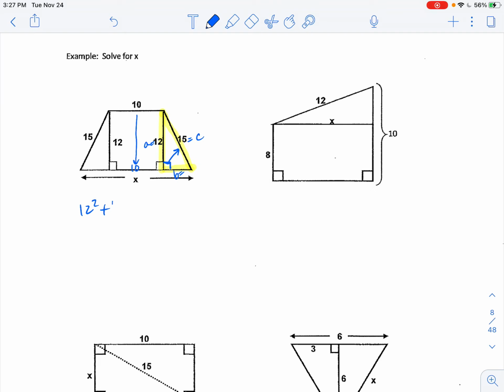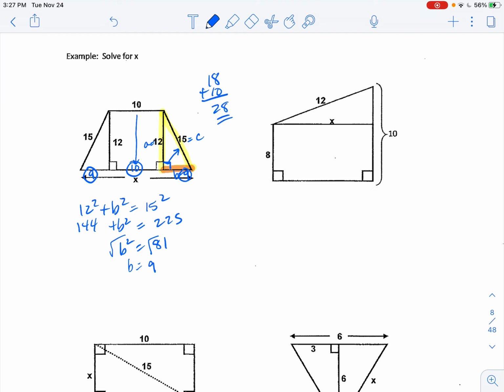And so A squared plus B squared is equal to C squared. And so 144 plus B squared is equal to 225. And if I subtract 144 on both sides, this is equal to 81. And if I take the square root, B is equal to 9. So I know that this little piece, let me change my color, from here to here is equal to 9. So B is equal to 9. Well, it's a mirror image on the other side, so I know that this piece is also 9. So I've got a 9, 9, and a 10. That's 18 plus 10. The whole side is 28 units.